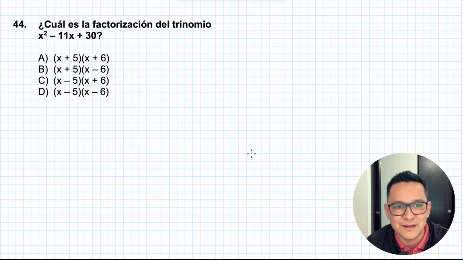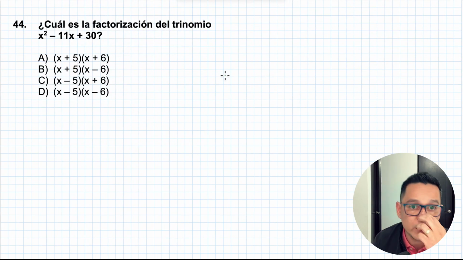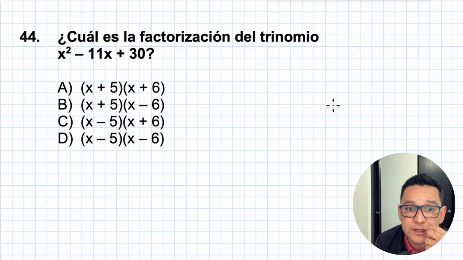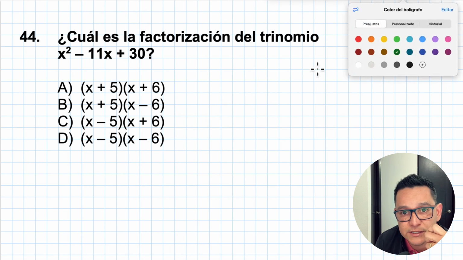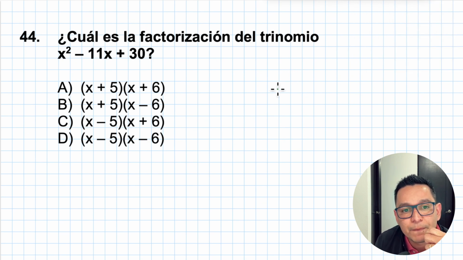Okay, let's continue. Exercise number 44, it says, what is the factorization of the trinomial x squared minus 11x plus 30? We have 4 possible answer choices. Again, okay, look. In order to factor this trinomial, first it's absolutely necessary for you to look at its form. This trinomial has the form x squared plus bx plus c. That's its form, and to factor a trinomial with that form, we're going to do the following.